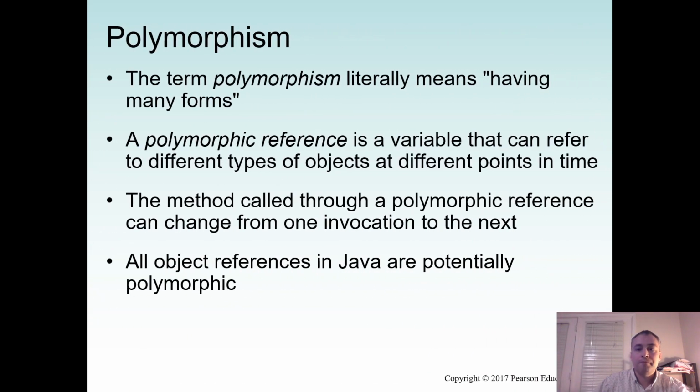Now, polymorphism means having many forms, and a polymorphic reference is a variable that can refer to different types of objects at different points of time. The method called through a polymorphic reference can change from one invocation to the next because the variable itself is pointing to objects from different classes, like a parent class or a child class, as we will see shortly.